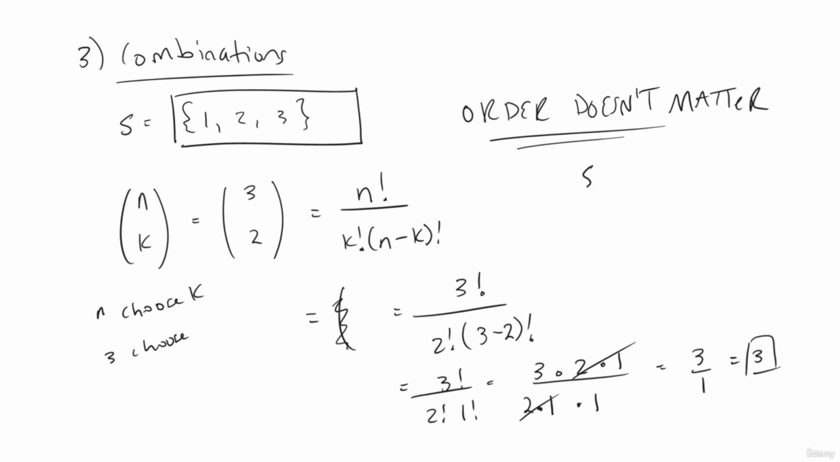Like for instance, we could have 1, 2. Out of this, we could have 2, 3. We can have 1, 3, right? But we couldn't go ahead and do 3, 2, right? Because these are the same thing. And so these are the 3 possible combinations of size 2 out of this set. And so hopefully that clarifies combinations and permutations for you.